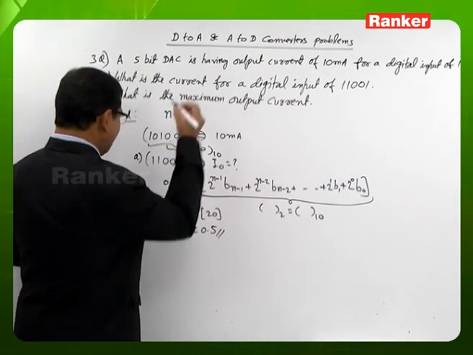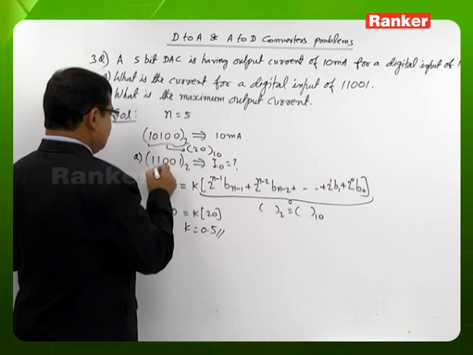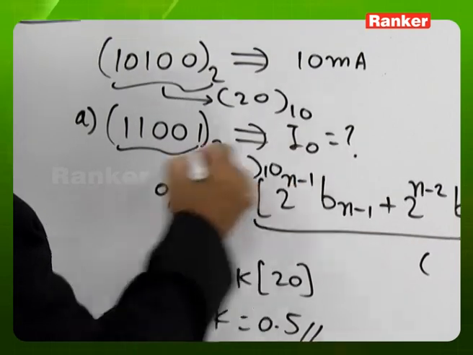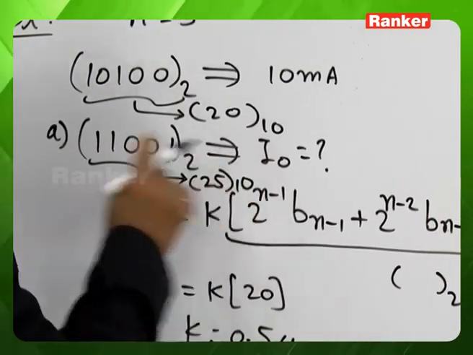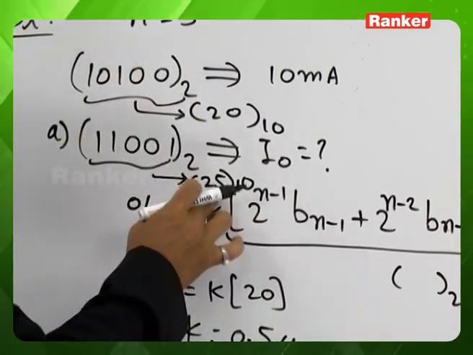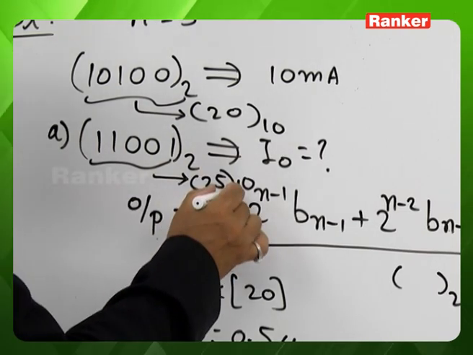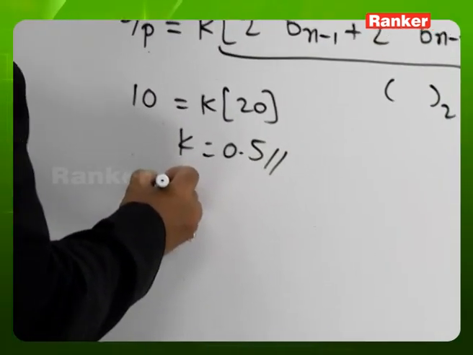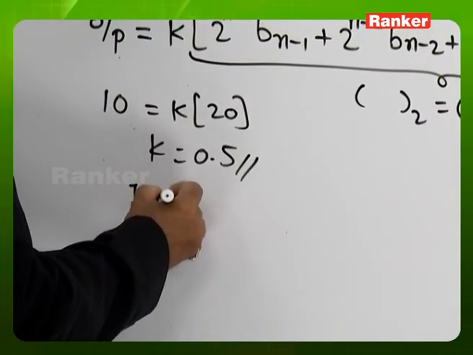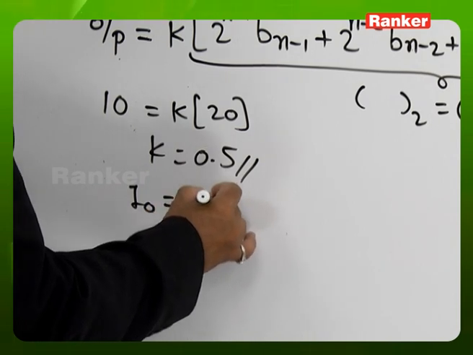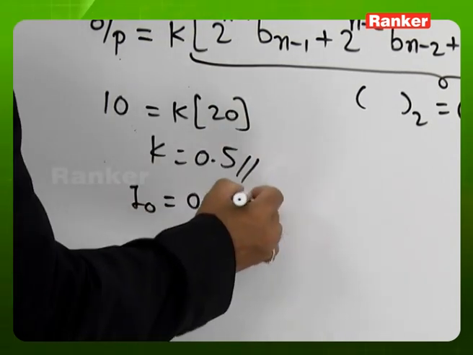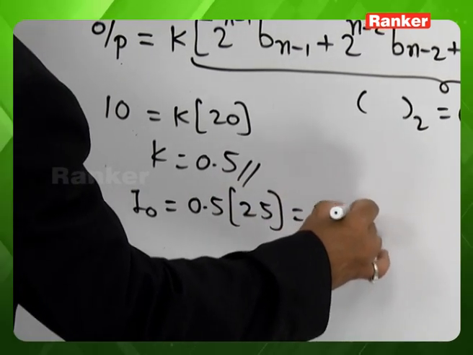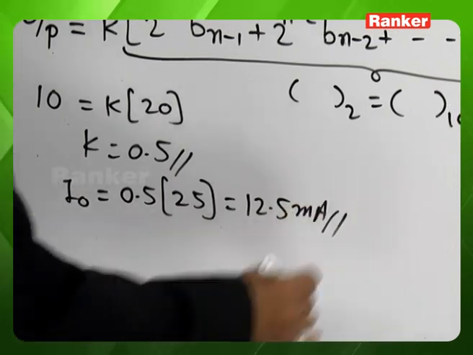Now coming to this question. The equivalent decimal value of 11001 is 25. So with this decimal value 25, the output current equals 0.5 milliamps into 25, which gives 12.5 milliamps.